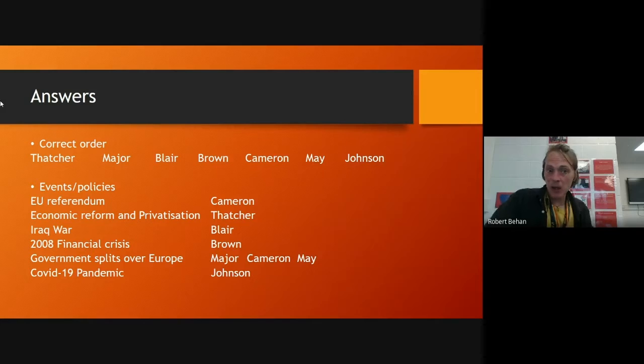Some of the events and policies that they're linked to: the EU referendum, very much linked to David Cameron. That was his brainchild. That was his policy that he was pursuing. He wanted to give the country a choice on whether we remain in the EU or not. And he campaigned to stay in the EU. And when we voted to leave, he also left office.